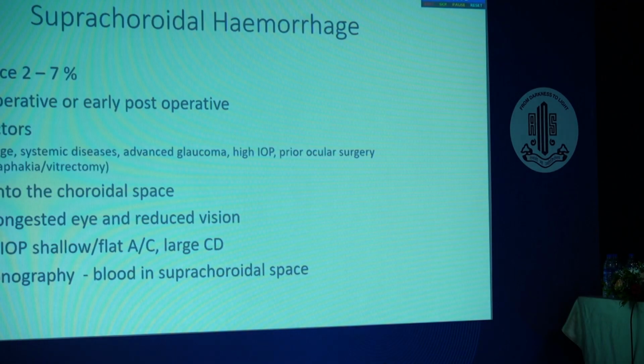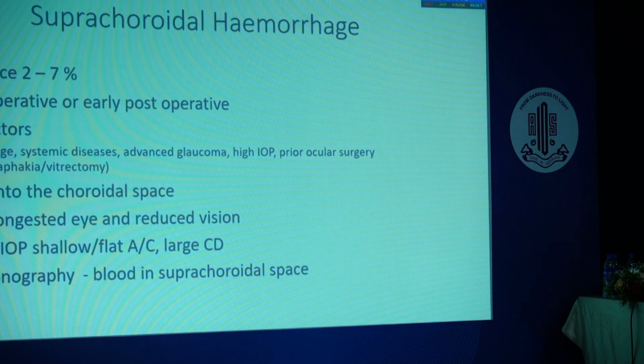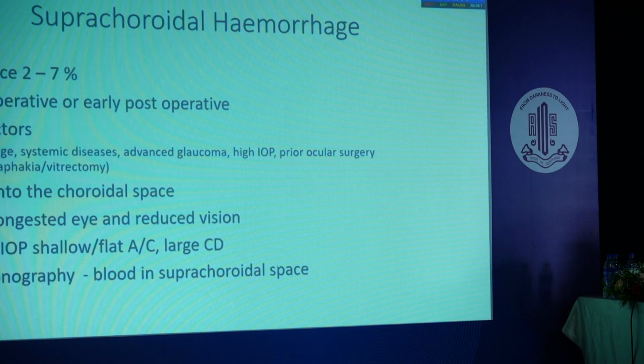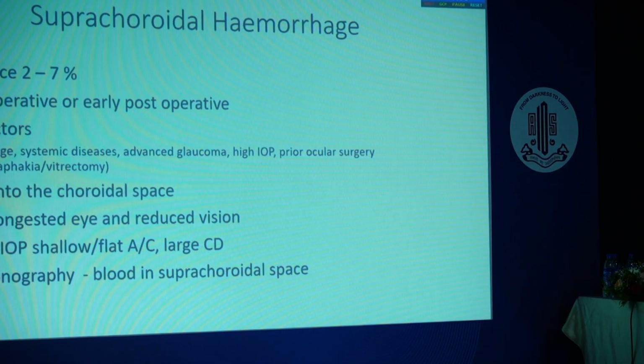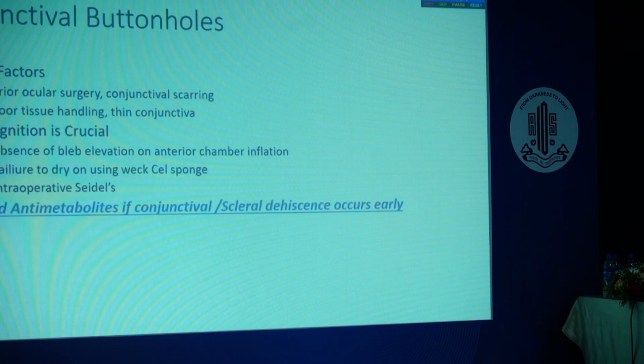The fellow eye may also develop the same thing, so you have to be very, very careful. Suprachoroidal hemorrhage, the incidence has been mentioned as 2 to 7%. Risk factors I already mentioned. It's hemorrhage into the choroidal space. You have pain, a congested eye, and reduced vision. You have large choroidal detachments, and you have blood in the suprachoroidal space.